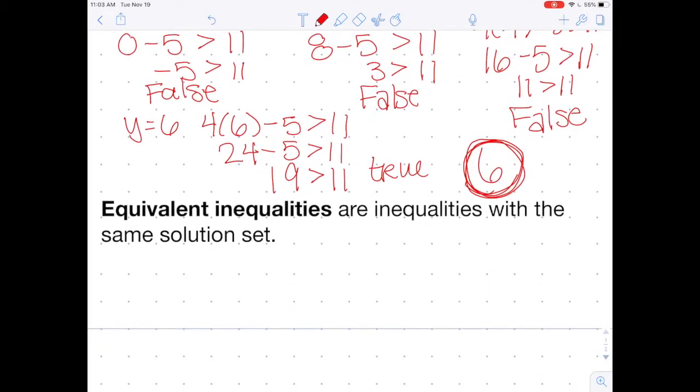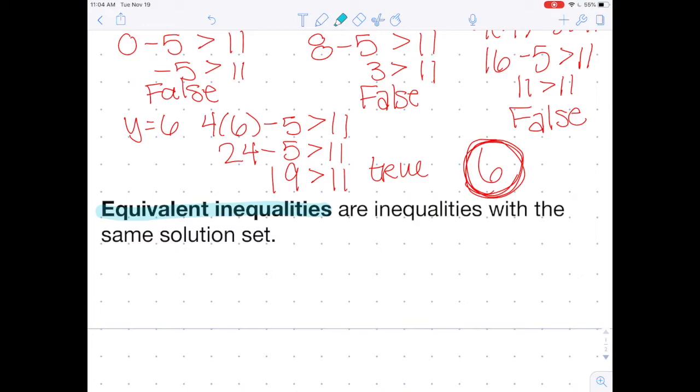Okay, quick note, equivalent inequalities are just two inequalities that have the same solution set. Sometimes you'll run across this. It's not super common, don't stress about it, but equivalent inequalities means that the same solution set applies to two different inequalities.